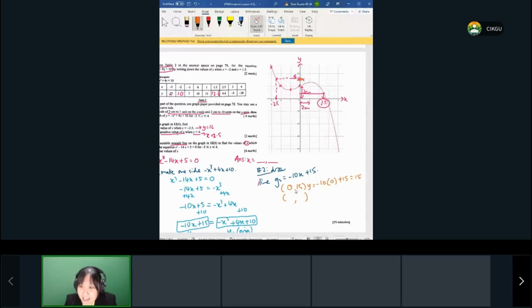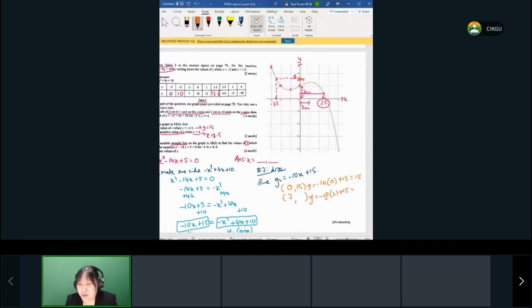Okay, let me get another point. Maybe x is 2. Let's sub 2 here and find the y value when x is 2. -10 times 2 plus 15. You guys want calculator?